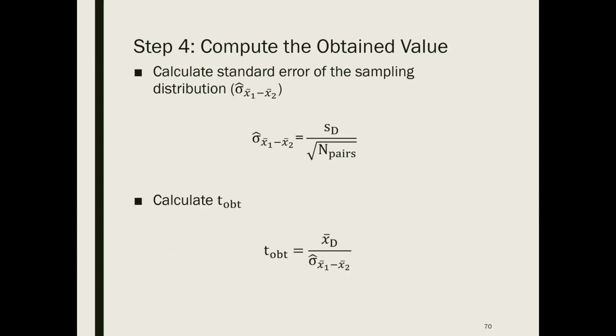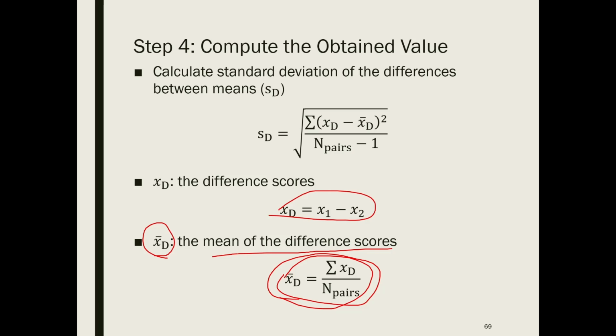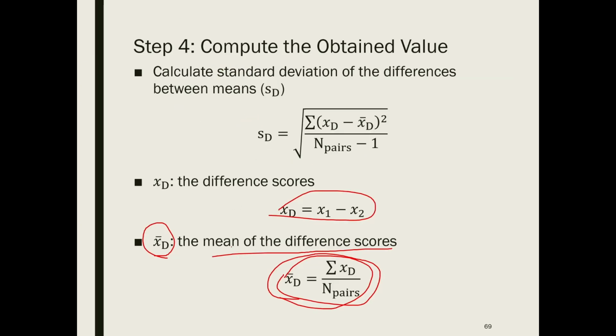And then you calculate the standard error, familiar? You always calculate the standard error as the bottom of the formula of the obtained t, right? It's the standard deviation of the difference scores divided by the square root of the number of pairs. Also, you can see the top is no longer x1 bar minus x2 bar. It is the mean of the difference scores.